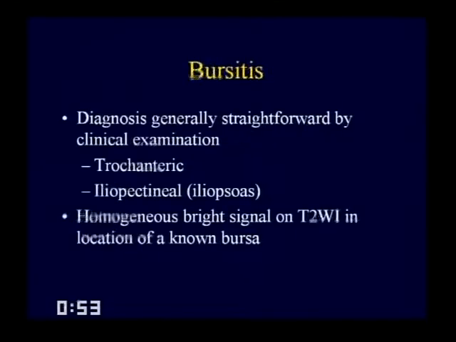Talk about bursitis briefly. The diagnosis is really straightforward by clinical examination. There are two that we'll talk about, trochanteric and iliopectineal. Actually, there are several bursae in the hip. You have your subgluteus minimus, subgluteus medius, but most clinicians just lump these together into trochanteric bursitis, so we'll do the same. You simply see homogeneous bright signal in T2 weighted images where you know there's a bursa.